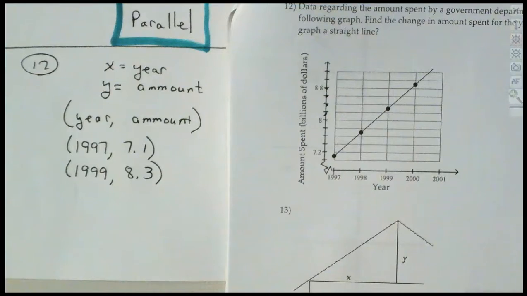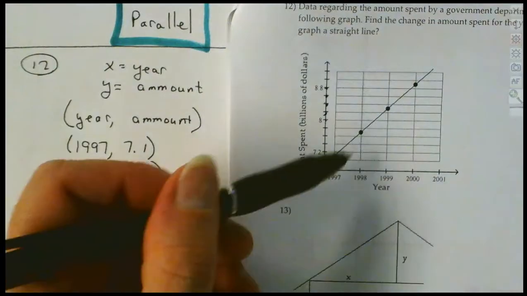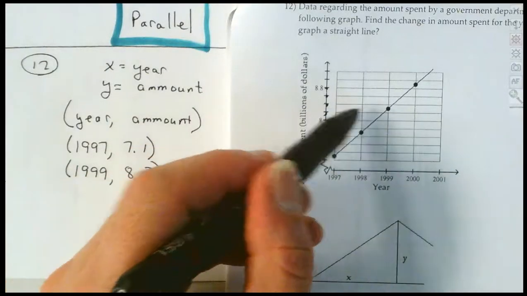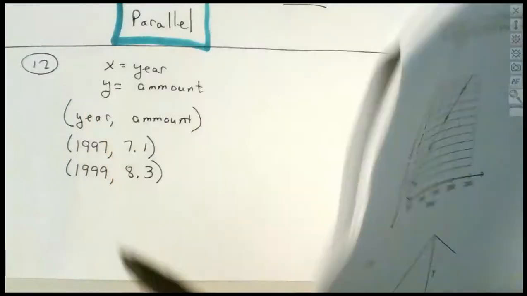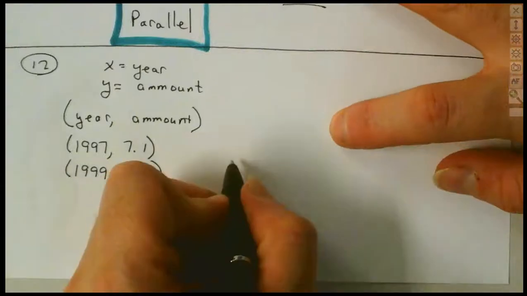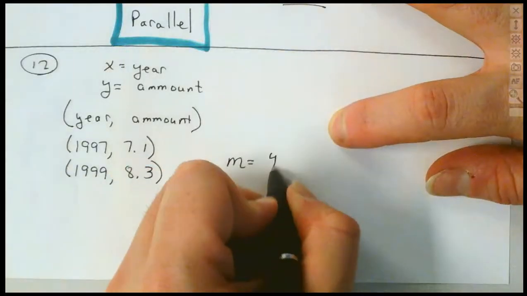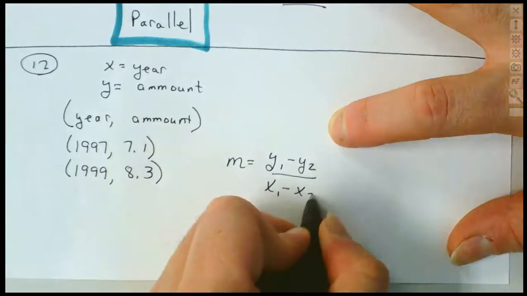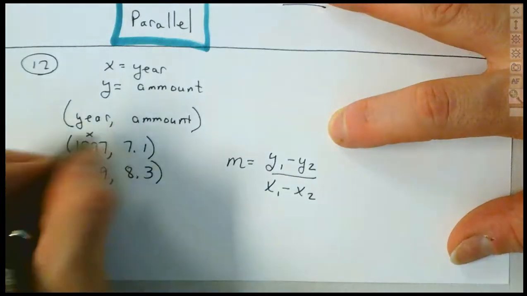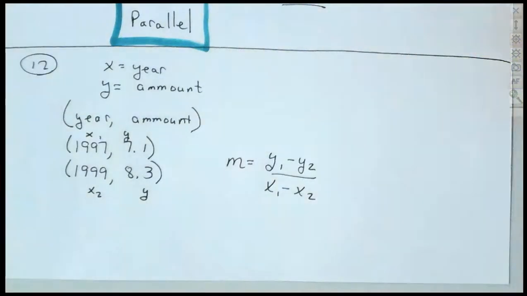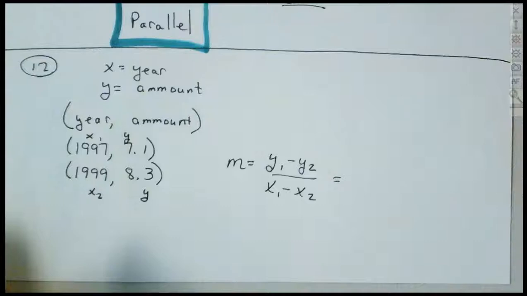And I could have used any of these points I would have wanted. But you just got to kind of figure out where it's at. It's in between. So I'm going to say, okay, this is 8.2, this is 8.4, so that one's at about 8.3. Now, what do we need to find? We need to find our average rate of change. So that's going to be our slope, which is m. And that's y1 minus y2 over x1 minus x2, with points x1, y1, x2, y2.